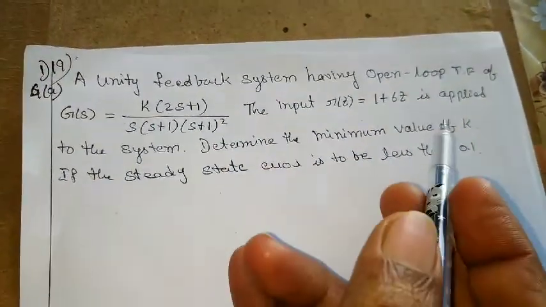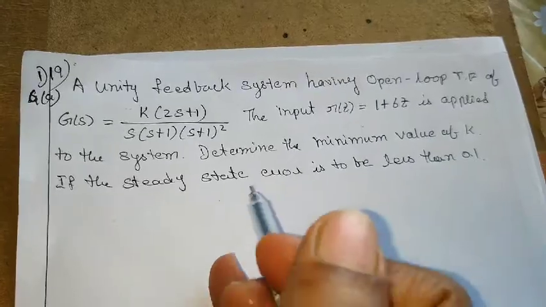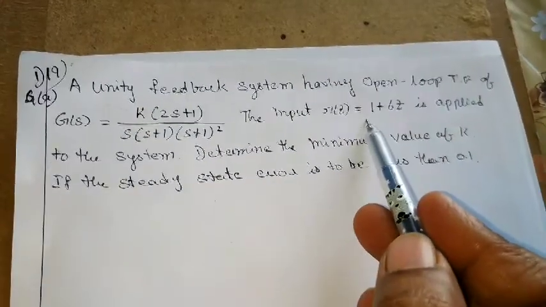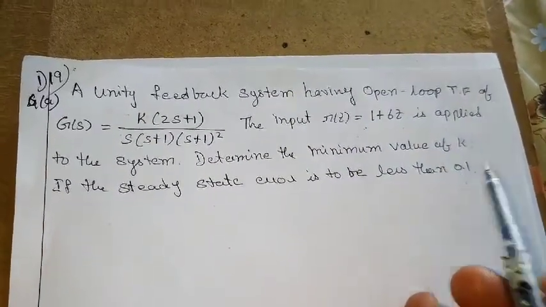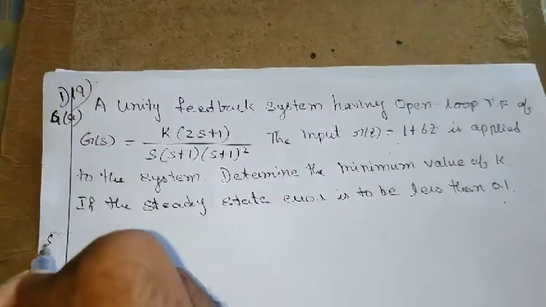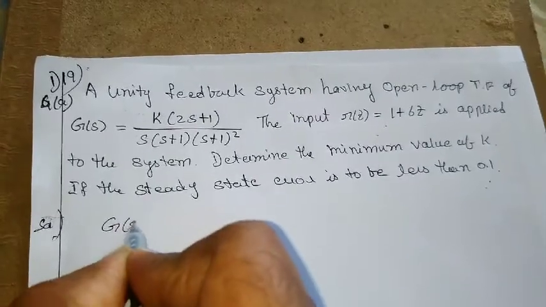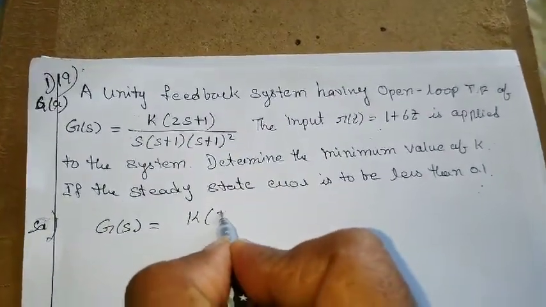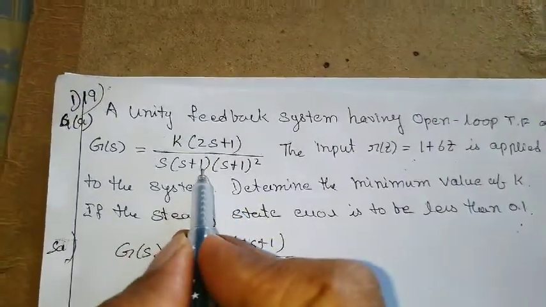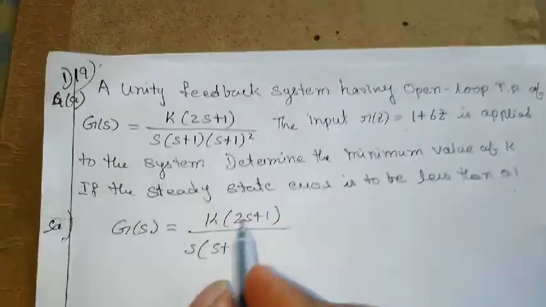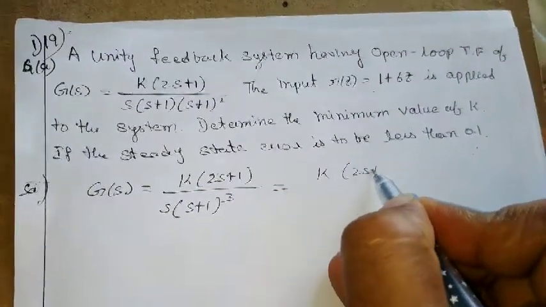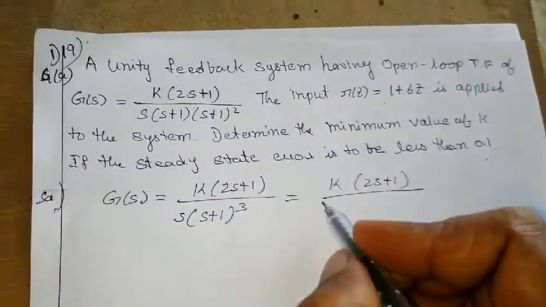So in this he has given the input and he is asking you to determine the value of K when the steady state error, combined steady state error for this input, is less than 0.1. So first of all, let us find out the static error coefficients. So here our open loop transfer function G(s) is given by K(2s+1) divided by s(s+1)(s+1)^2. So I'll write it in total as (s+1)^3.